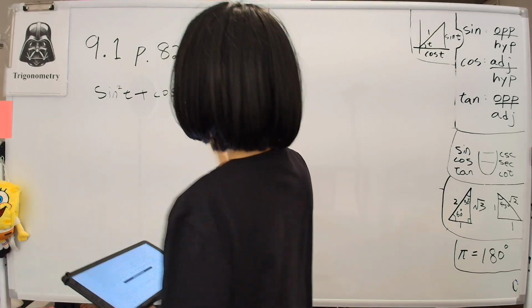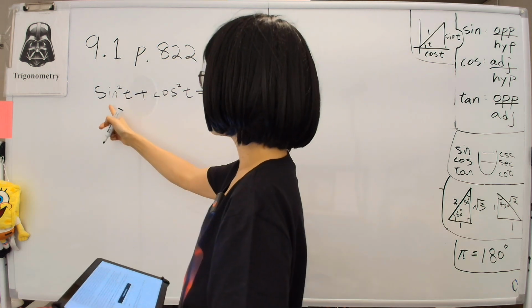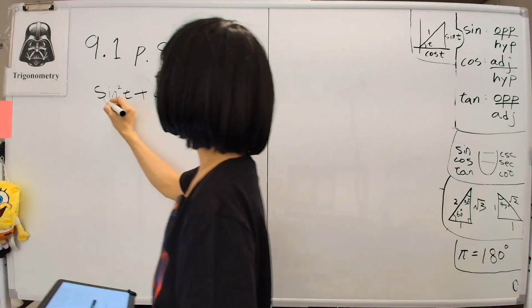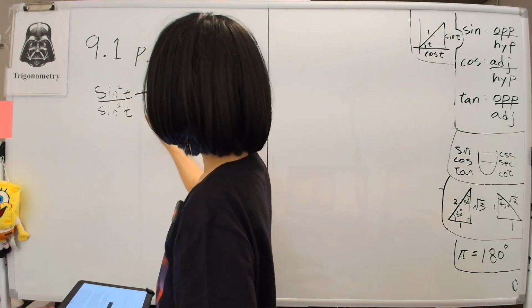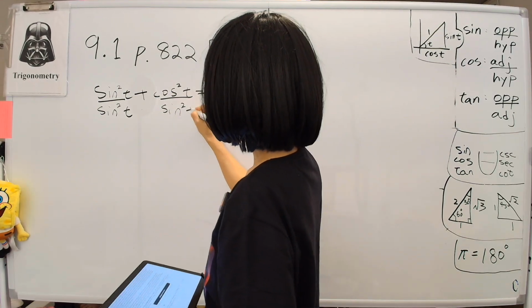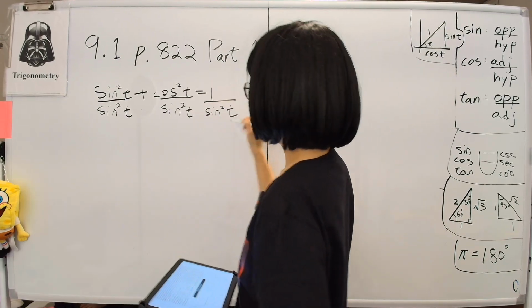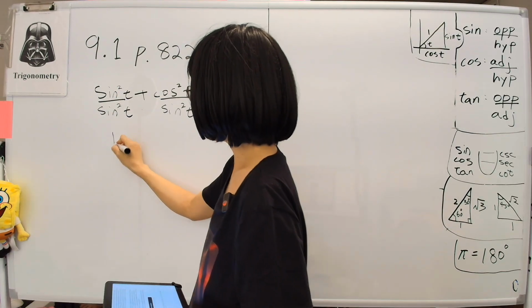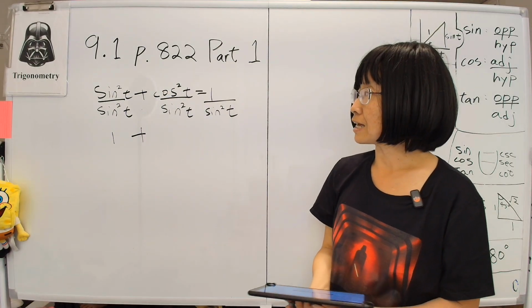Now this identity can be rewritten if you divide by either sine squared or cosine squared. Let's say we'll divide by sine squared here. Then this will also be divided by sine squared, and the 1 will also be divided by sine squared. If we did that, this will become 1, and then this is cosine over sine.